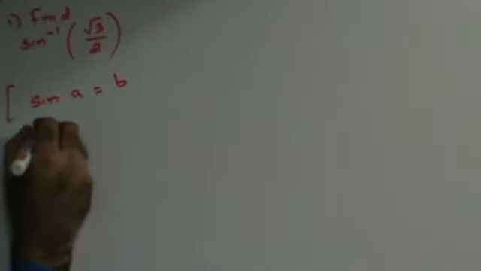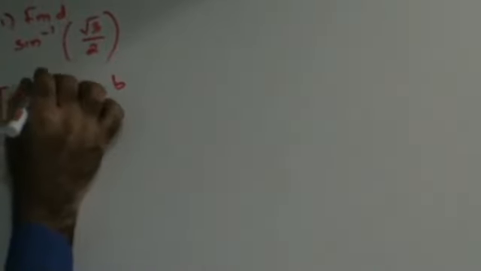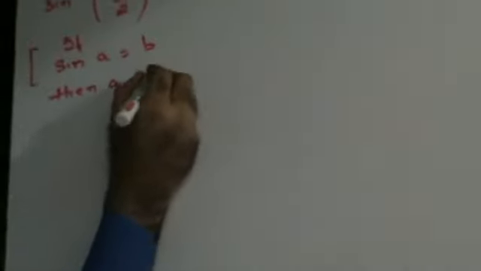Find sine inverse of root 3 by 2. All you have to do when you're doing inverse circular functions is remember the format: if sine A is equal to B, then A is equal to sine inverse of B. That means if I take sine from one side to the other side, it becomes inverse. So let's see how we solve the sum.